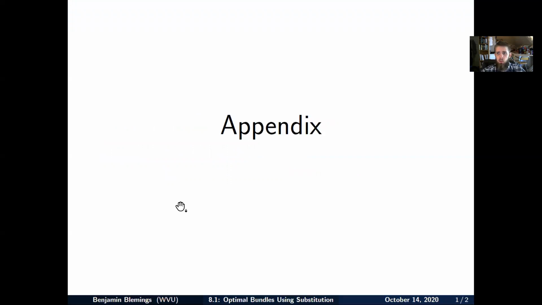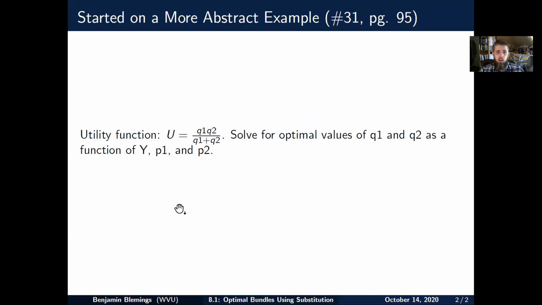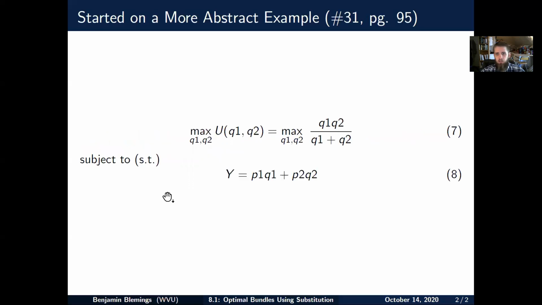And I'm sorry for not releasing this a little bit sooner, but I wanted to give you one more example that was a little more abstract, and I wrote it down in the appendix here, which you can start to take a look at. I was really frustrated with it yesterday, and that's why I didn't release the video. But it follows the same logic.